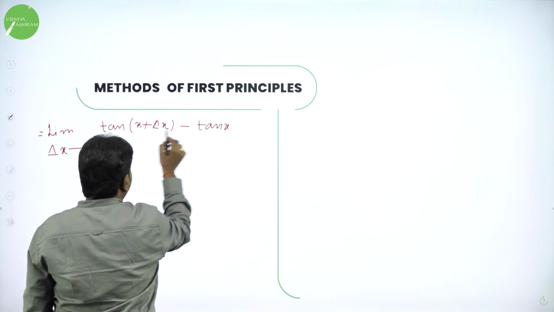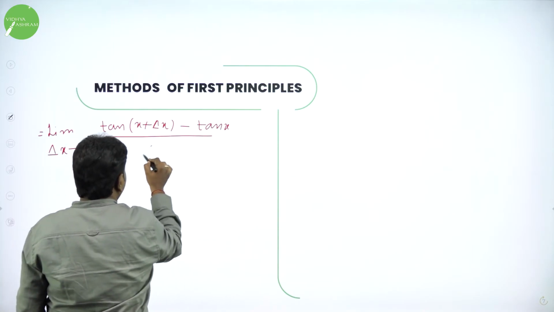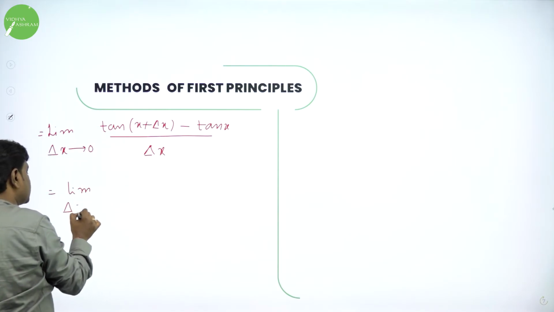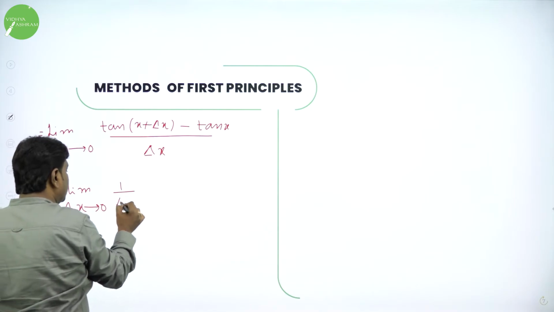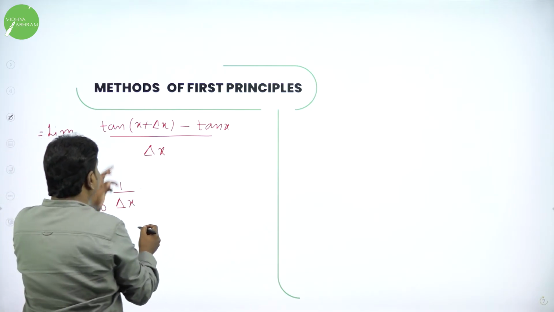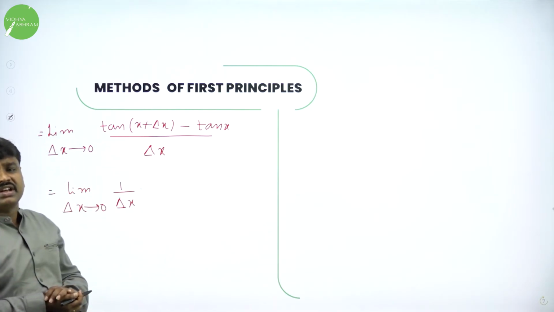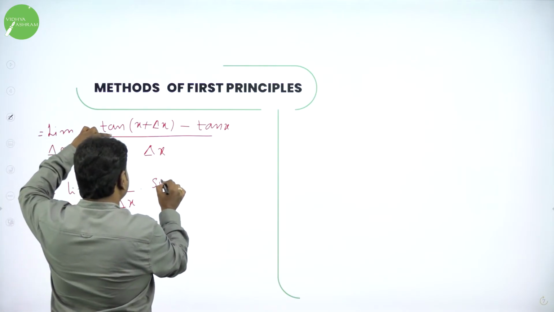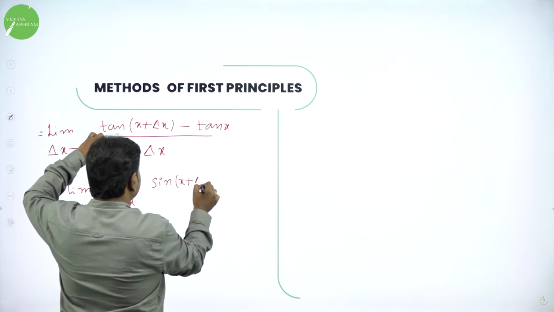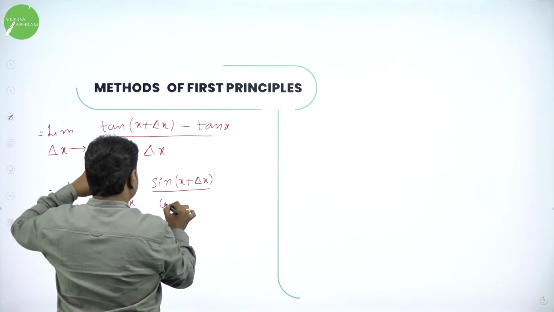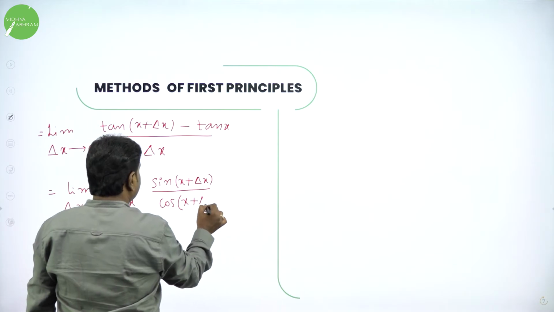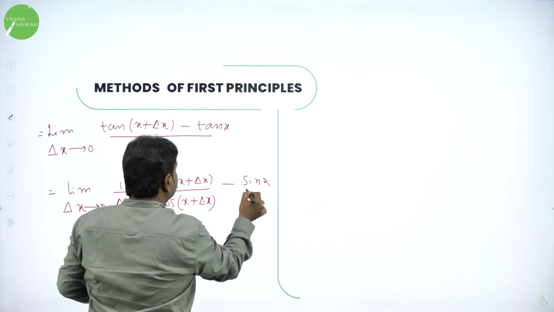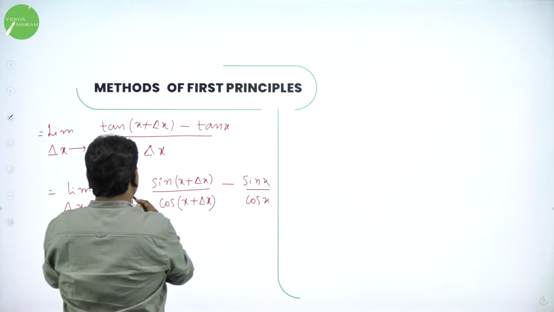divided by delta x. So can I write it as 1 by delta x separately? So now what we'll do, we'll simplify this. Can I write this as limit delta x tends to 0? I'll separate 1 by delta x, and further if you carefully observe, tan is there. You know tan can be written as what? Tan theta is sin theta by cos theta. So tan of x plus delta x, can I write it as sin of x plus delta x by cos of x plus delta x? So I'm writing tan as sin by cos minus, again we have tan can be written as sin x by cos x. So I separated 1 by delta x.